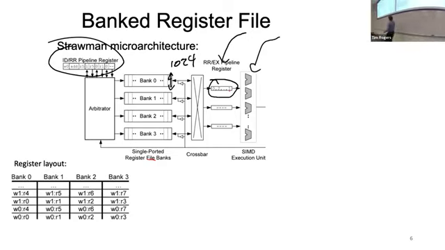Why do I have this thing here? What is this? It's written on the slide. It's a crossbar. What is a crossbar? It's an interconnect. That is basically an all-to-all interconnect, right?